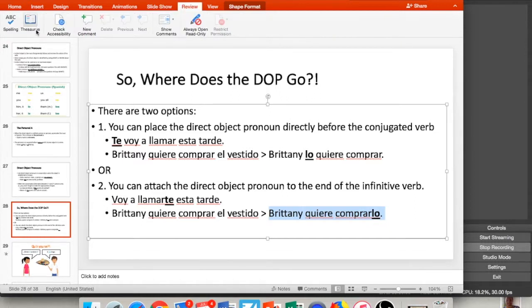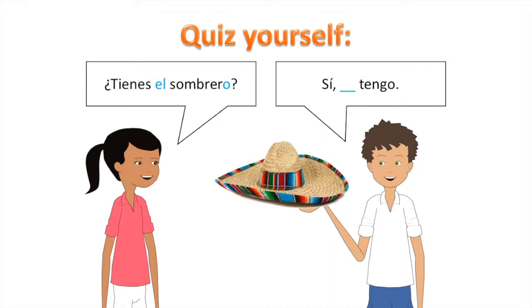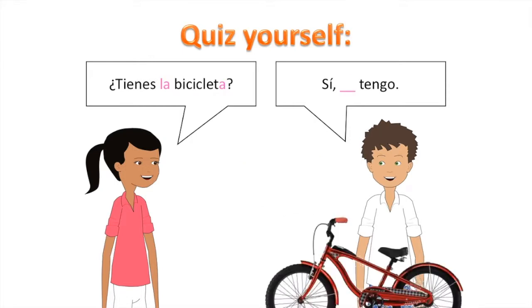I want to take a moment now and give you a few of these to try on your own. So as we look here, I'm going to let you quiz yourself for a minute. This young lady asks, ¿Tienes el sombrero? Do you have the hat? He's going to say, yeah, I have it. But you can probably tell that sombrero, hat, is masculine because it ends in an O. So to say it, am I going to say lo or la here? Hopefully you're saying lo because sombrero is masculine.